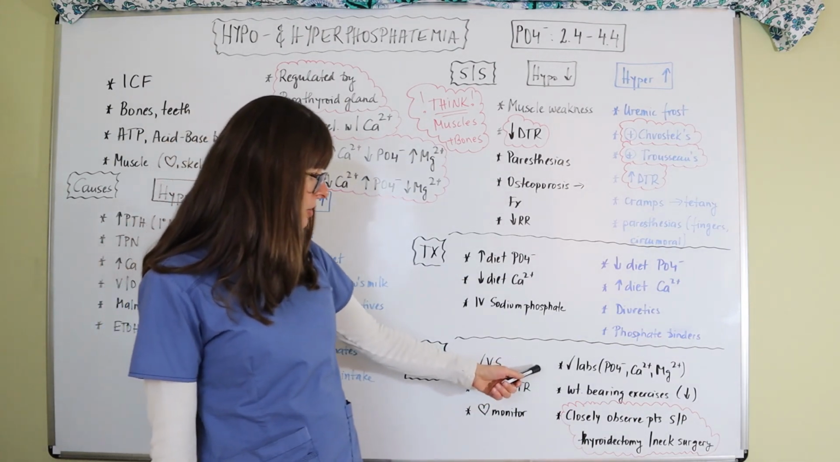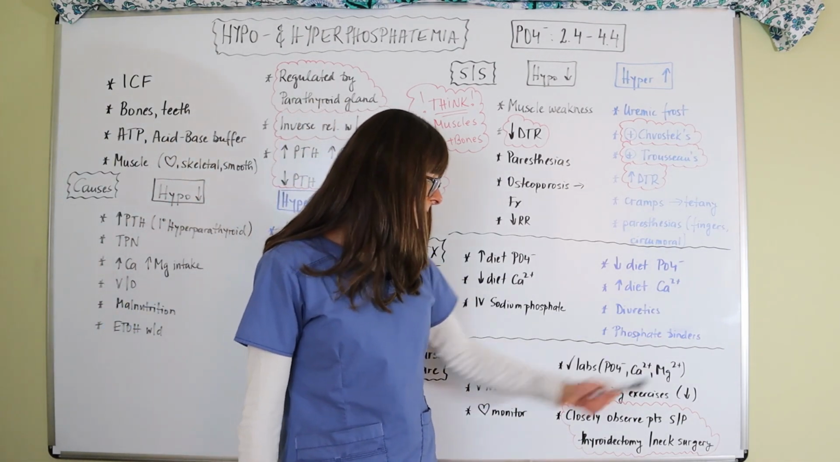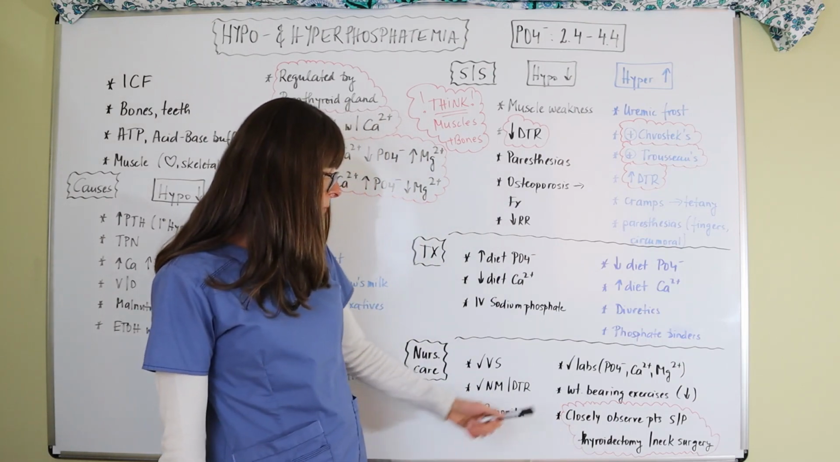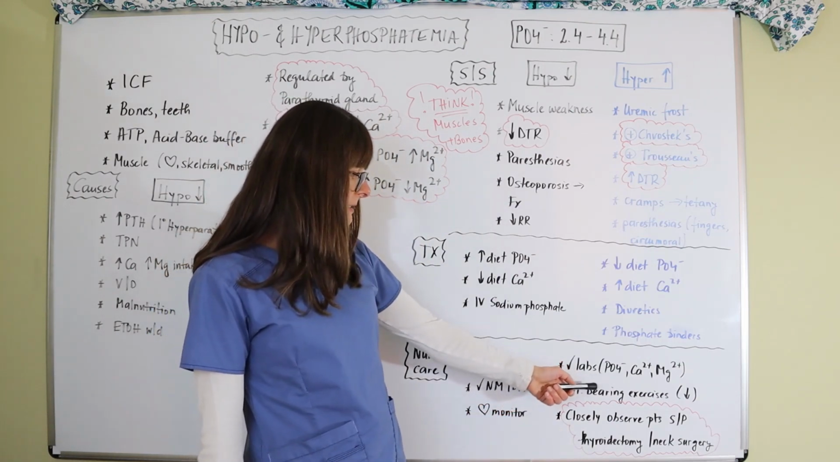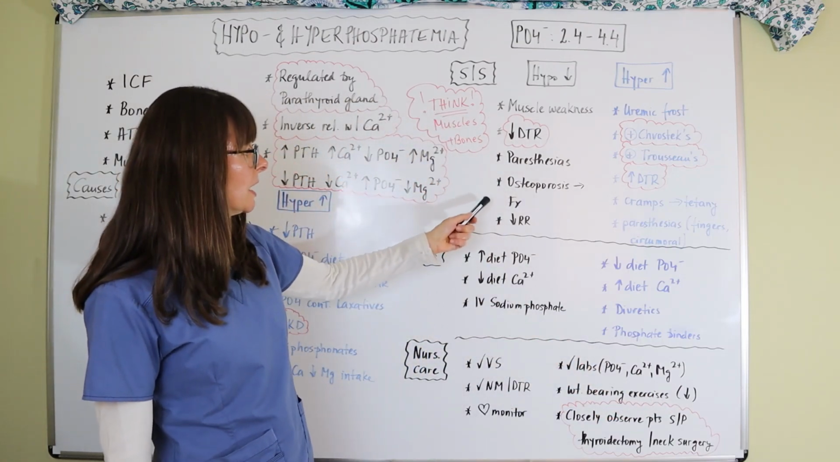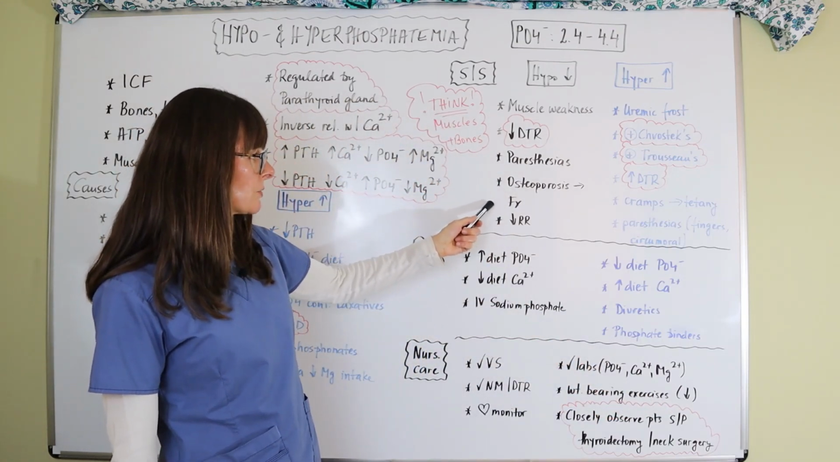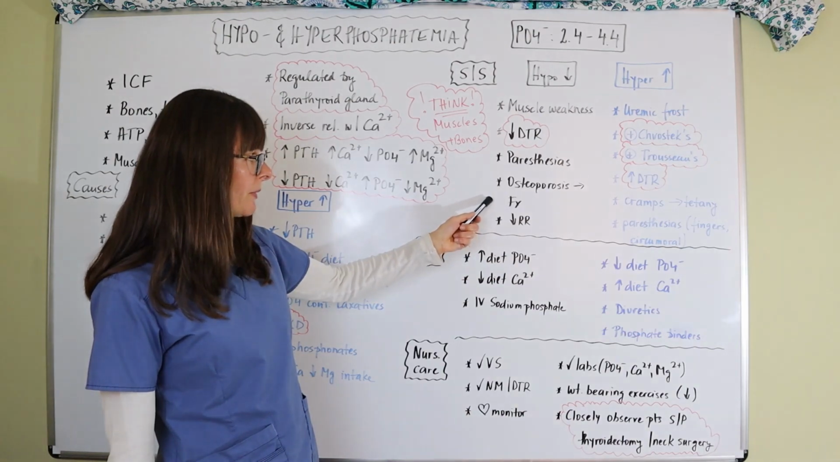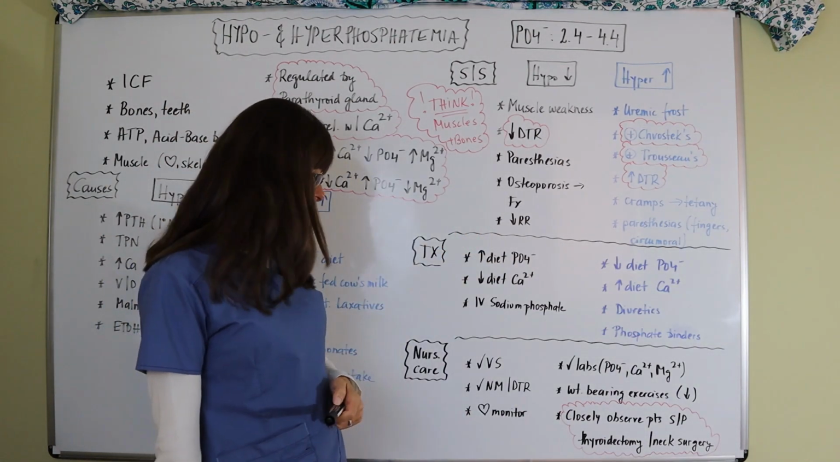We want to check patient's labs, phosphorus, calcium, magnesium, as we talked about. We want to increase weight-bearing exercises in hypophosphatemia, again, because it can lead to osteoporosis all the way to fractures, and weight-bearing exercises will help counteract that.